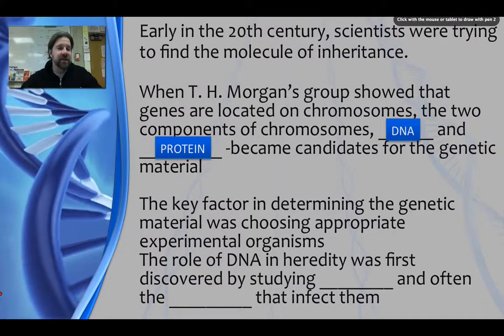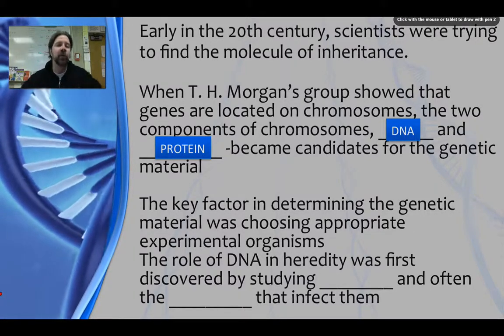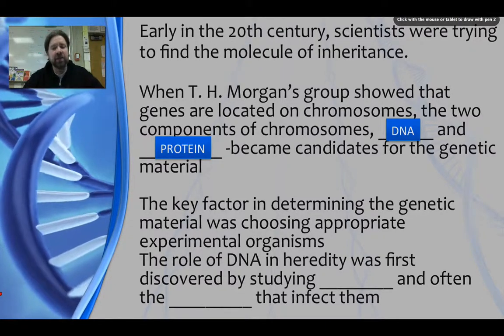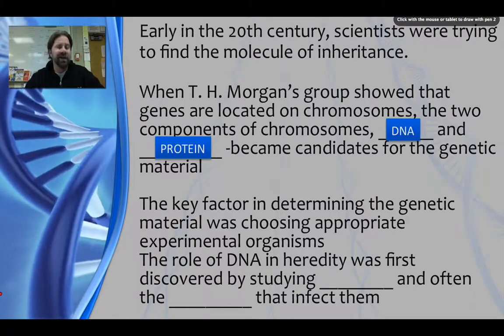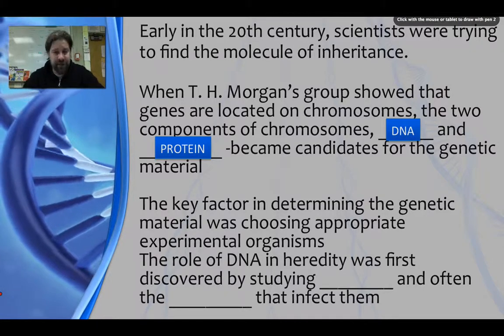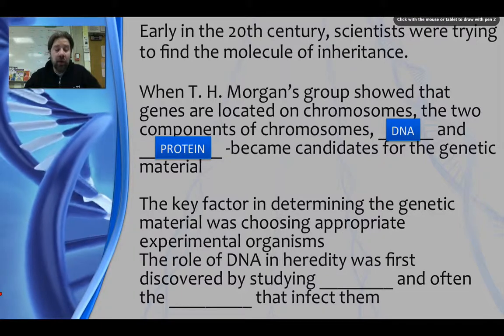Within the nucleus, these two are very closely intertwined. In fact, now we know that DNA wraps around proteins called histones, but that's for another lesson later. But as of right now, the front runners for the genetic material are DNA and protein at this time, early in the 1900s.